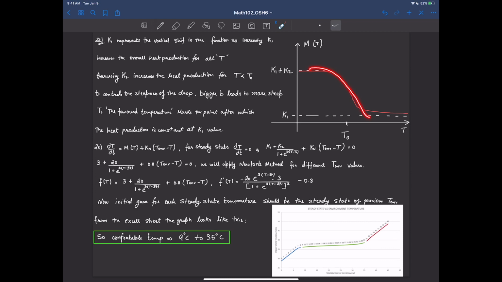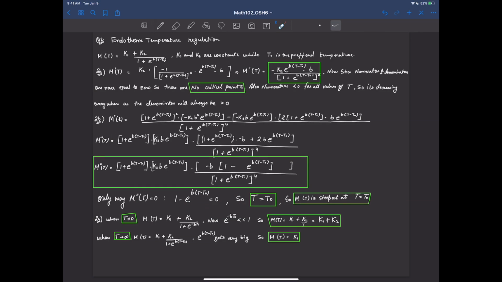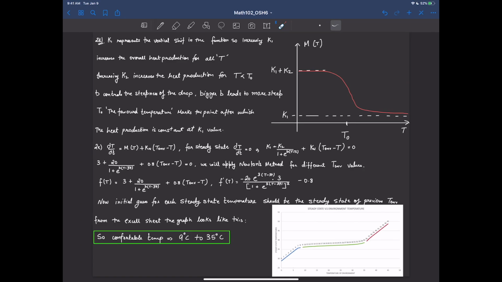So this is a smooth switch. The bigger the value of B, the sharper the switching is going to be, the steeper it's going to be. That's also visible in the formula for the slope here. The slope depends upon B, so the bigger B is, the more negative the slope is going to get. So B controls that part.